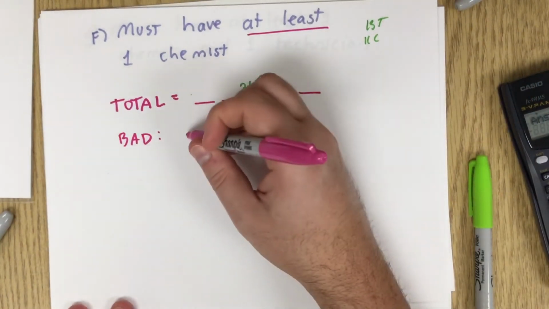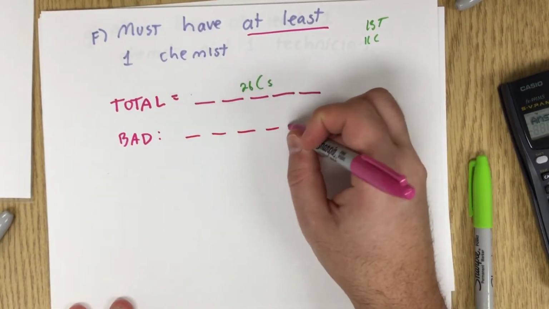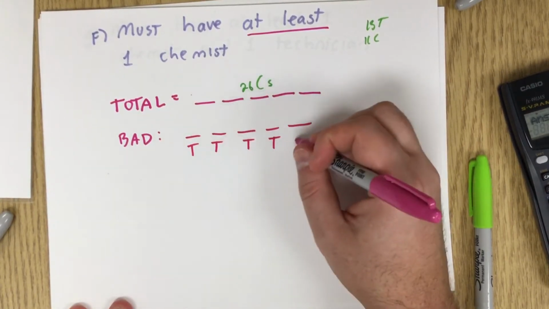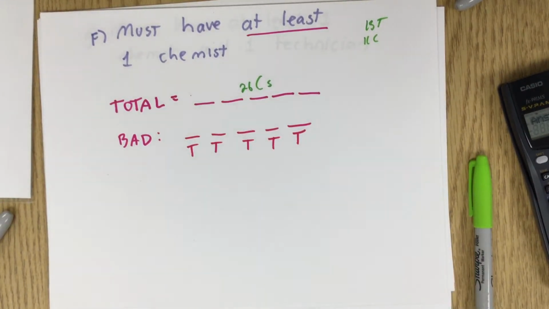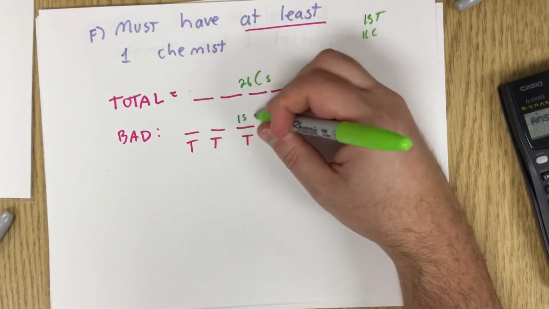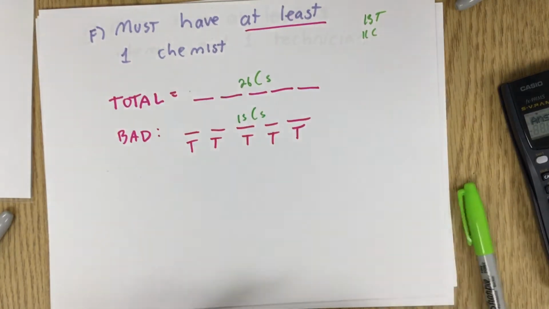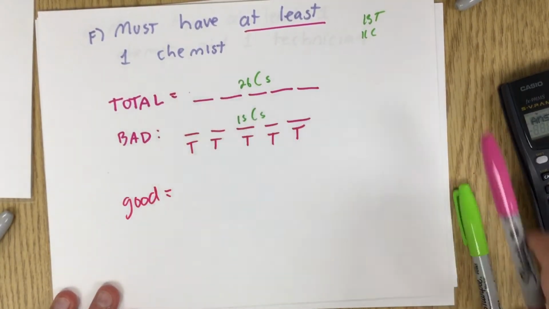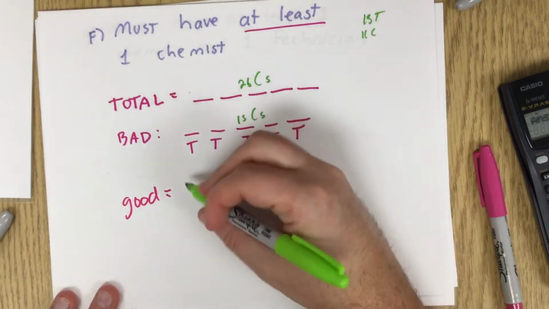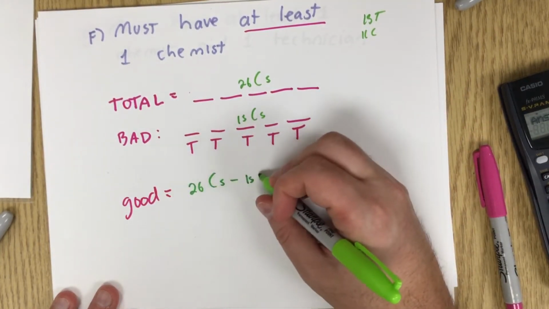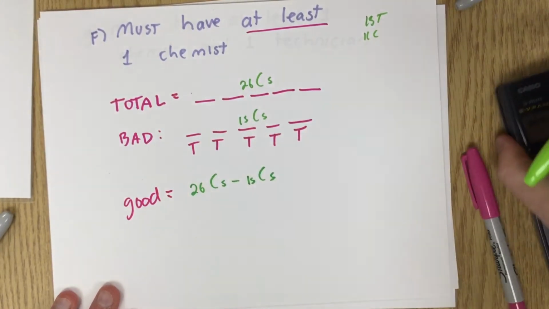Now, if we're going to have at least one chemist, what the bad one would look like would be all techs. And the number of ways of having all techs, we've actually just had that right before. That would be 15 choose 5. Of the total ways, those are the ways that are bad. And so the ways that we like are going to be 26 choose 5 minus 15 choose 5.